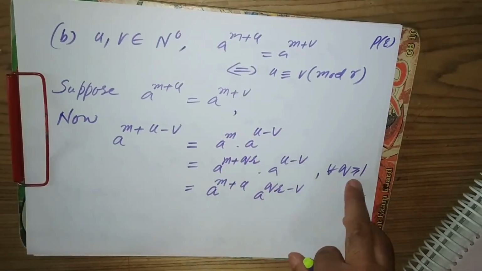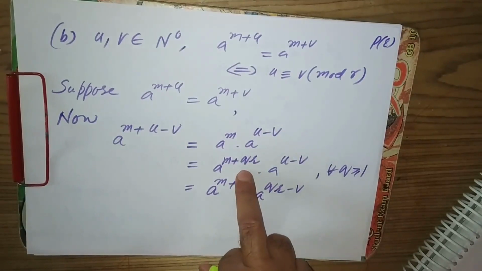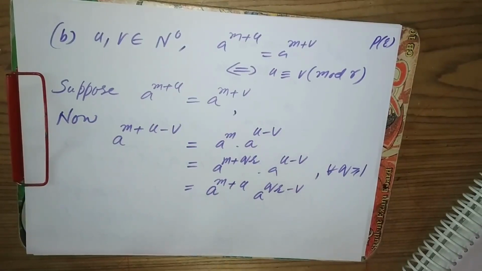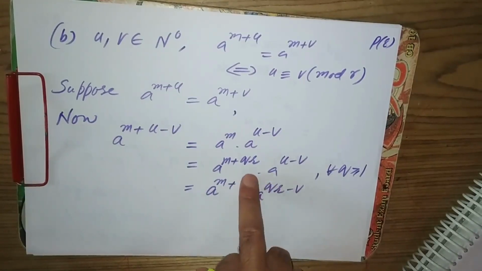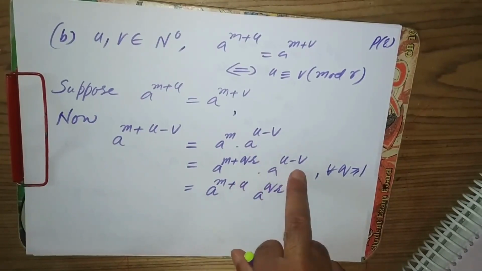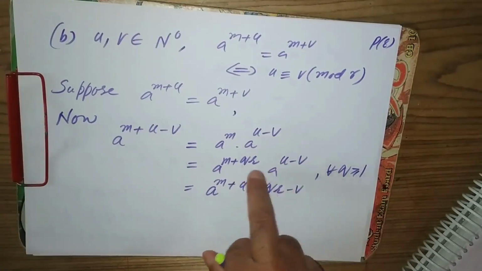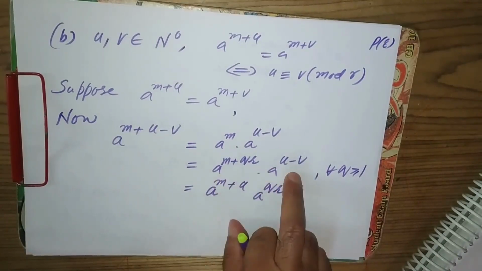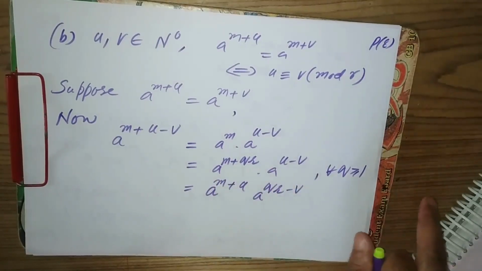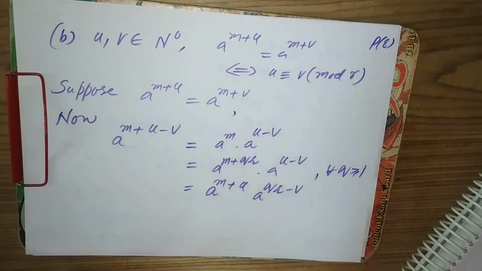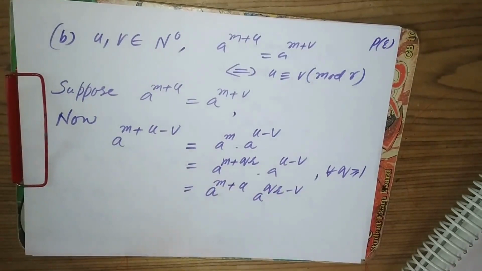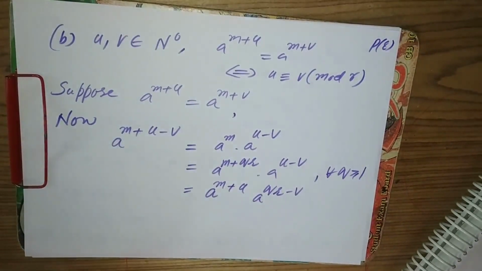So since this is true for every q greater or equal to 1, we choose q so large such that qr minus v is a positive integer, because v is a fixed positive integer. So if qr minus v is positive, then we can write it as A power m plus u plus qr minus v, which is equal to A power m plus u into A power qr minus v. So this is well defined because this number is now positive because q is chosen sufficiently large.